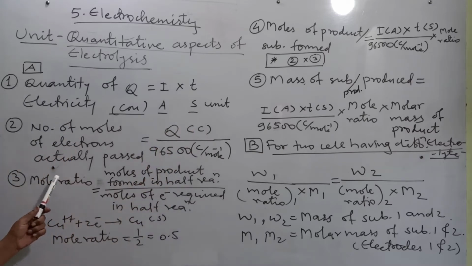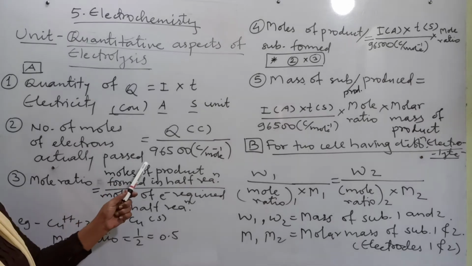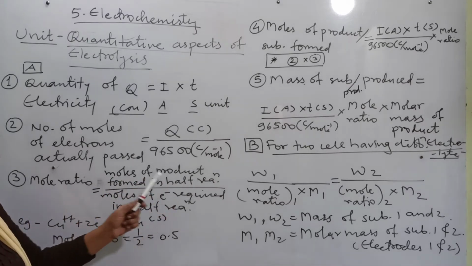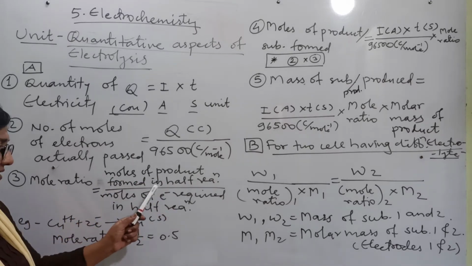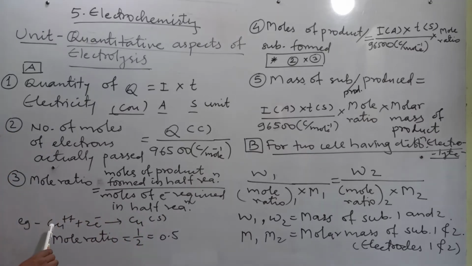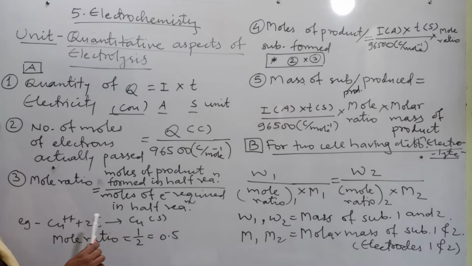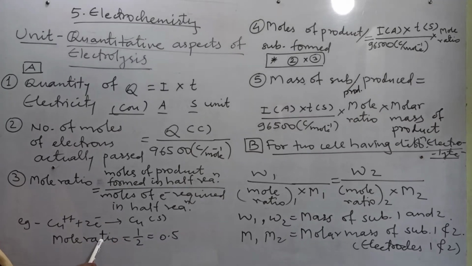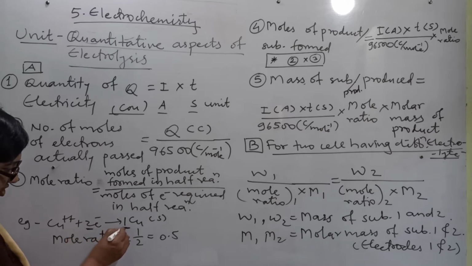Third, mole ratio. What is mole ratio? Moles of the product formed in the half reaction divided by moles of the electrons required in the half reaction. For example, this is the reduction half reaction. Then how can the mole ratio be calculated? Very simple. Observe this reaction. Here there is no coefficient, which means 1 is present. How many electrons are required? 2 electrons required. How many copper? 1. So what is the mole ratio?